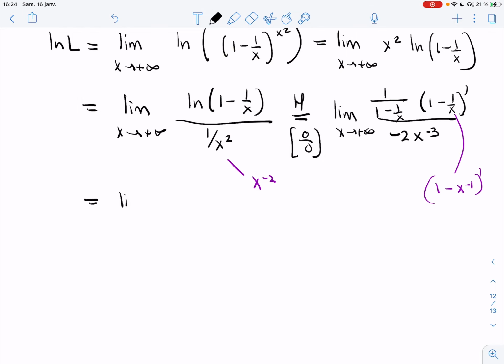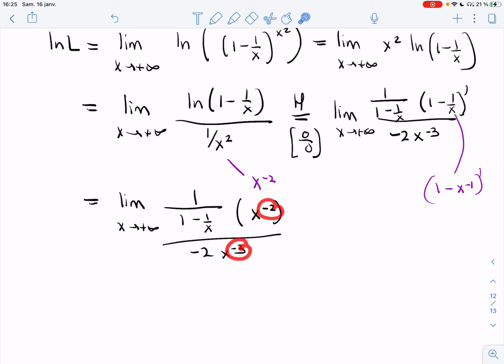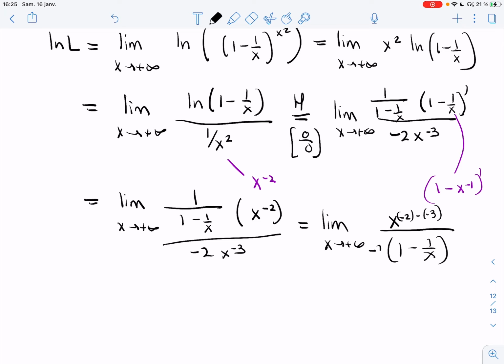All right, where are we? Limit as x goes to positive infinity, 1 over (1 minus 1 over x). Then this part is x to the minus 2 because the minuses cancel. I have over minus 2x to the minus 3. All right, this and this will cancel somehow. If you remember the law, x^a over x^b is x to the a minus b, so it's going to be minus 2 minus minus 3. Let me write it like that. As x goes to plus infinity, I have x to the minus 2 minus minus 3, over 1 minus 1 over x, and don't forget the minus 2. It was in the denominator, so let's leave it here.